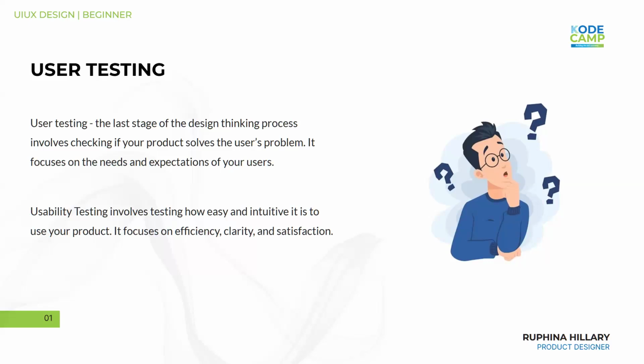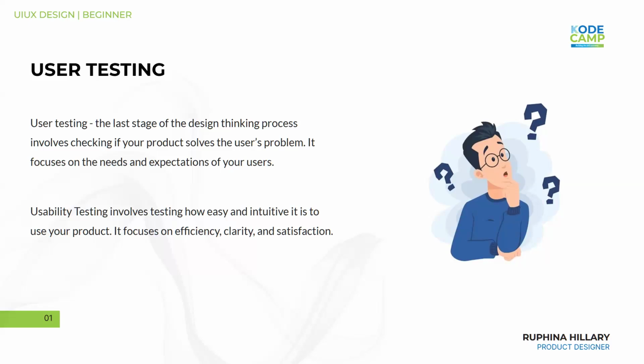User testing is simply checking if your product solves the user's problem, while usability testing involves testing how easy and intuitive it is to use your product. While user testing focuses on needs and expectations, remember, problem and solution, we're offering a solution. So user testing is testing that this solution actually solves that problem, while usability testing is testing the efficiency, clarity, and satisfaction.